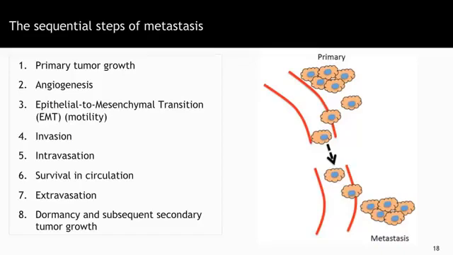Angiogenesis, or new blood vessel growth to the primary; the cell's acquisition of motility through an epithelial to mesenchymal transition; invasion; intravasation into the circulation; survival in the circulation; extravasation out of the circulation; and dormancy and subsequent secondary tumor growth. Let's look at each of these steps in more detail.